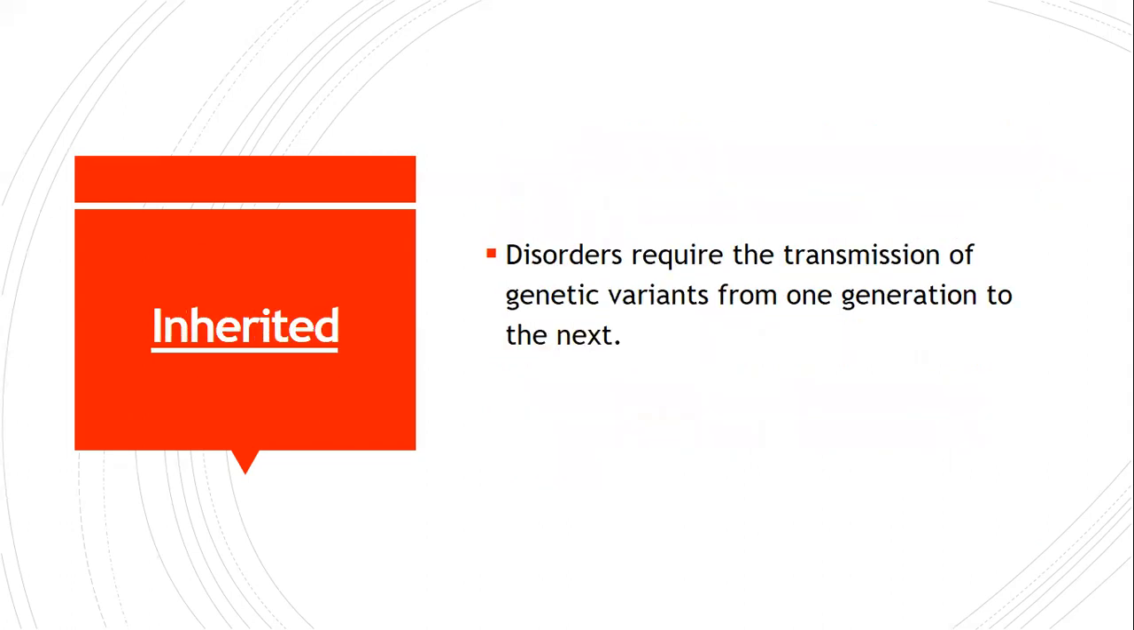Inherited disorders. These are the disorders that require the transmission of genetic variants from one generation to the next. So there is a genetic defect, and then the same defect is transferred to the next generation, then such a disorder will be called an inherited disorder.